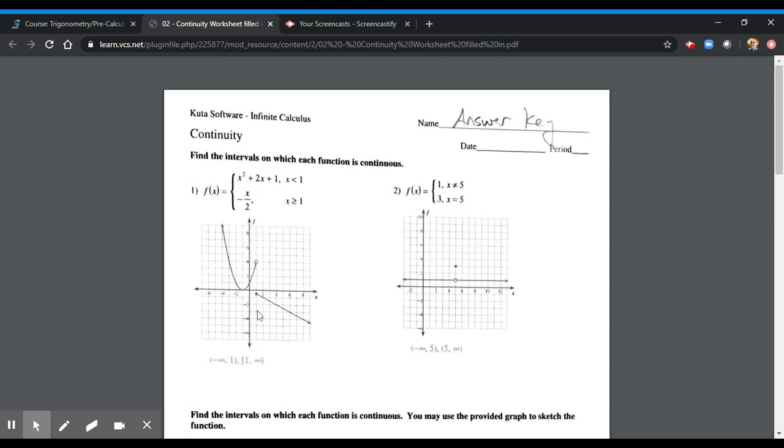So we have a piecewise function, and we can tell that there is a break in the graph here. So it looks like it's not going to be continuous at 1 here. So negative infinity to 1, and then from 1 to infinity.